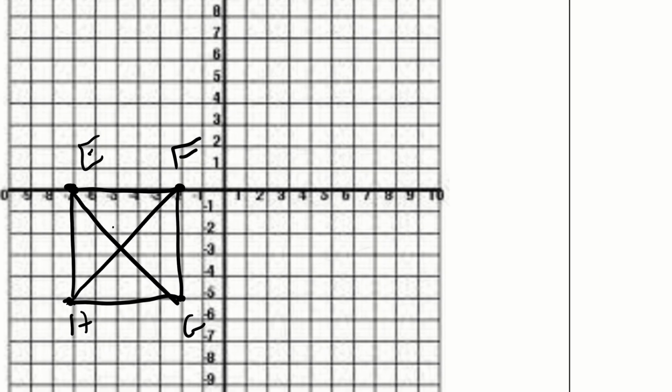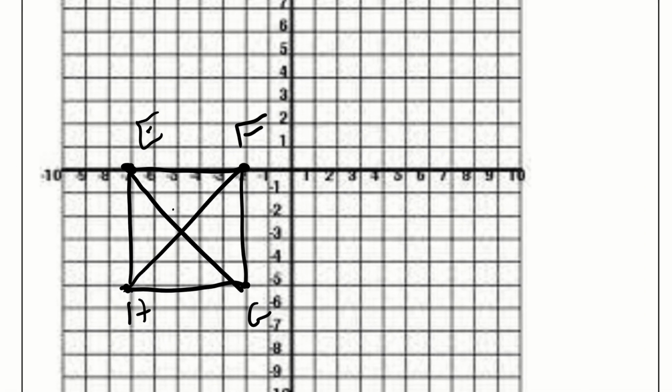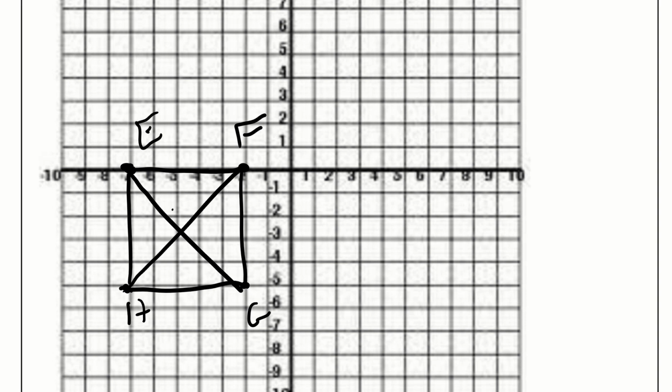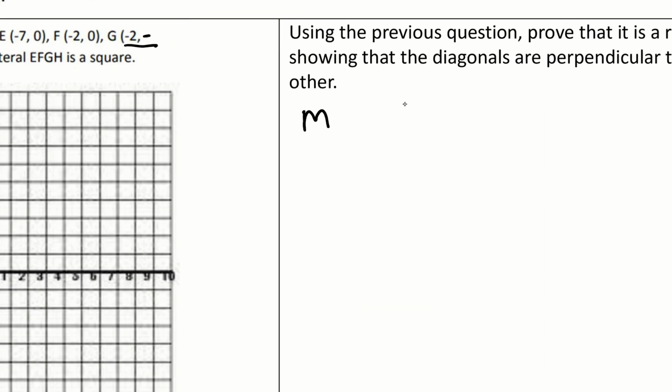EG and HF. To show that they're perpendicular, we need to find the slopes. Notice that if I count these, the slope for EG looks like 1, 2, 3, 4, 5. This is rise over run, so it's going down 5 and over 5. So the slope for EG is rise over run: -5 over 5, which is -1 over 1.